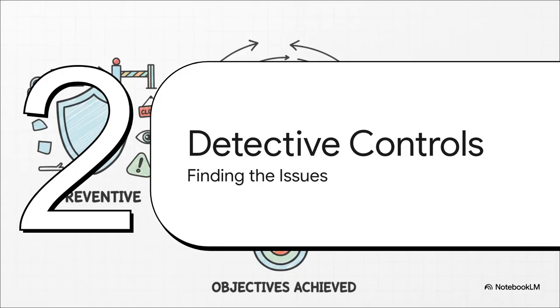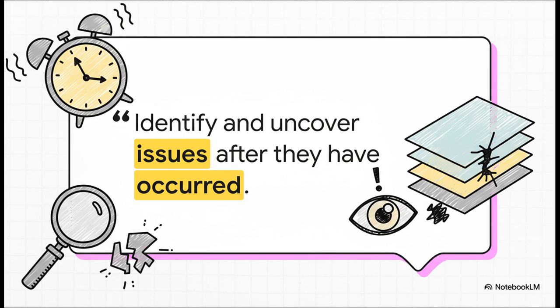But of course, no fortress wall is perfect, right? Some issues are going to slip through, and that is exactly where our second category comes into play: detective controls. If preventive controls are the walls, think of these guys as the guards in the watchtowers, scanning for trouble. Now, the crucial thing to get here is that detective controls are, by their very nature, reactive. They work after the fact. Their whole job is to raise a red flag that something has already gone wrong, which makes them absolutely essential for finding the gaps your preventive controls might have missed.